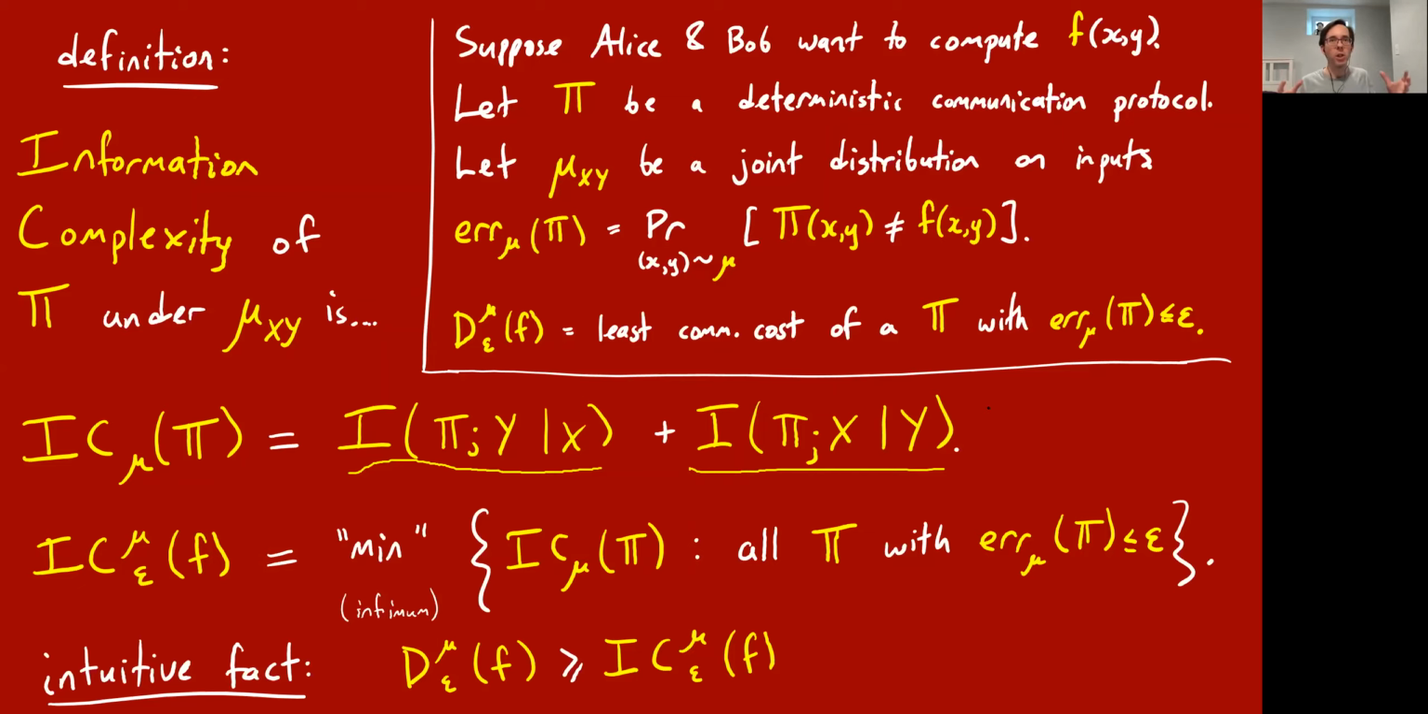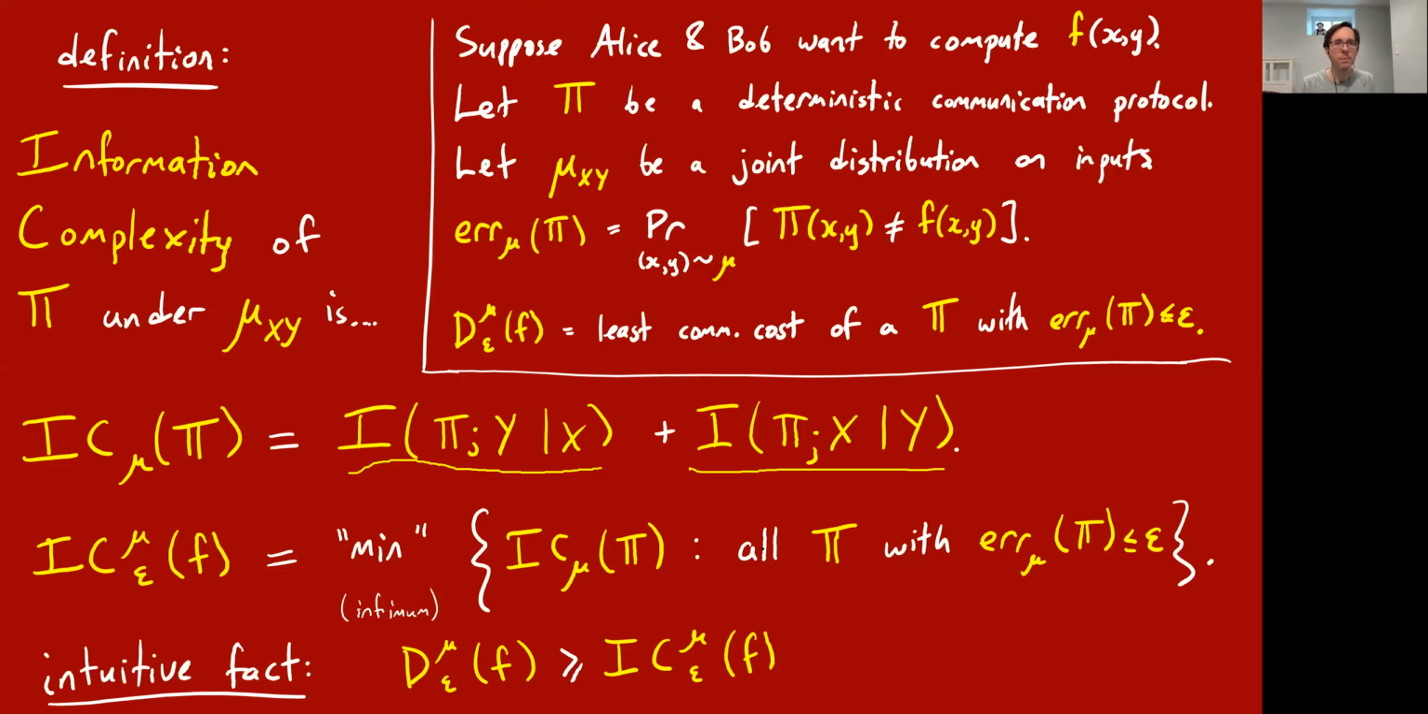So the total communication, which is the sum of these two things, bits Alice sent to Bob and bits Bob sent to Alice, intuitively has to be at least the information complexity of the protocol. And that's not a hard fact to prove.